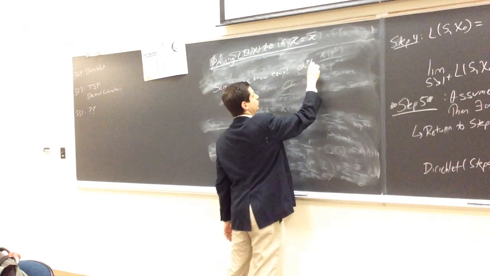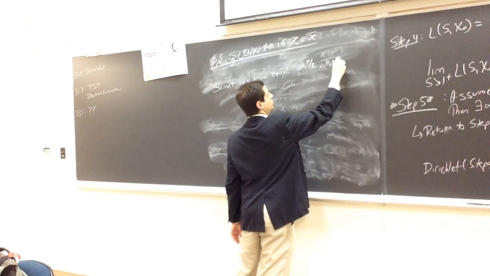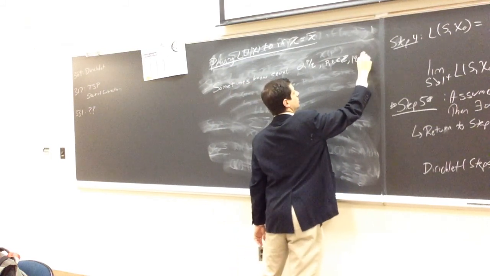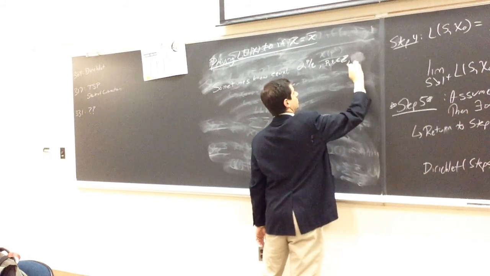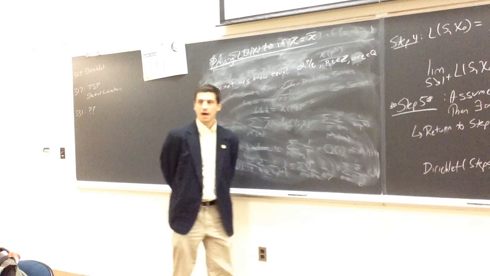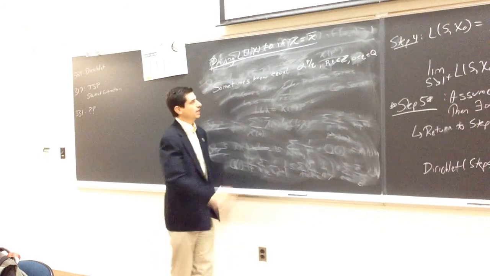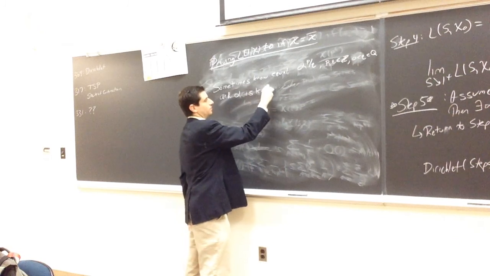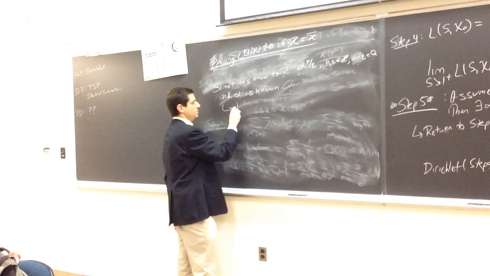Alpha equals p over q, p and q integers, q will be positive, 0 less than q less than big Q. Imagine you have a situation like this and alpha is known. This happens with elliptic curves.